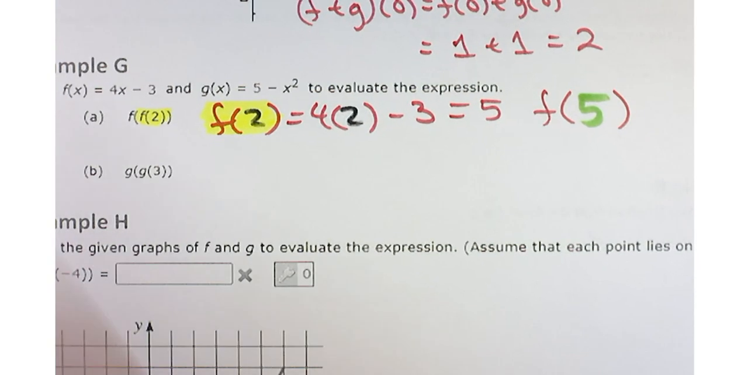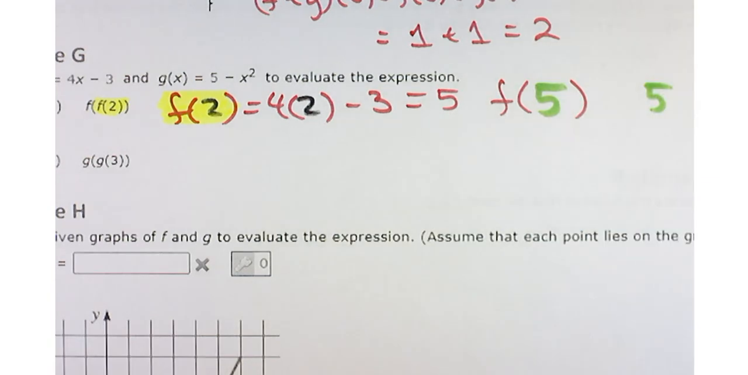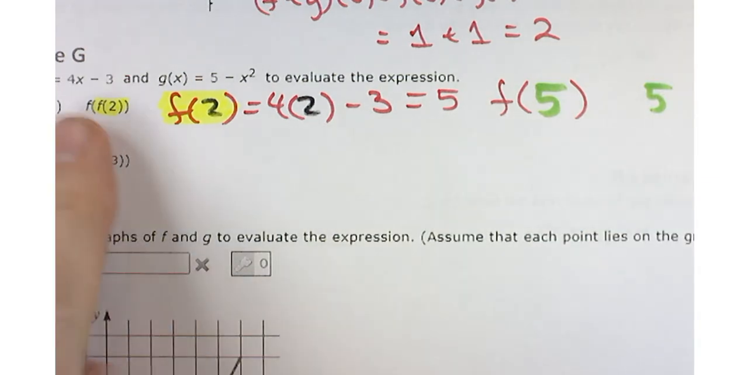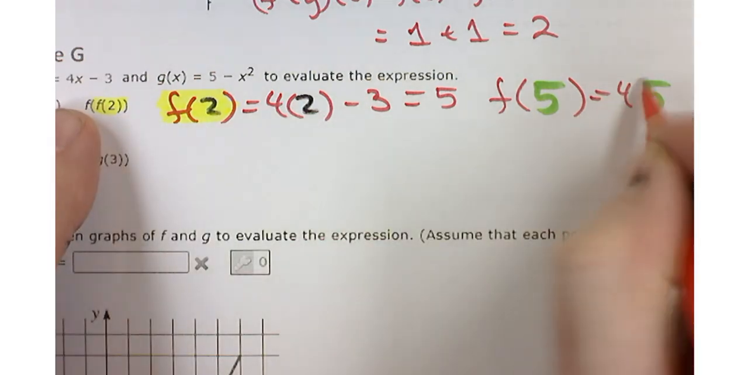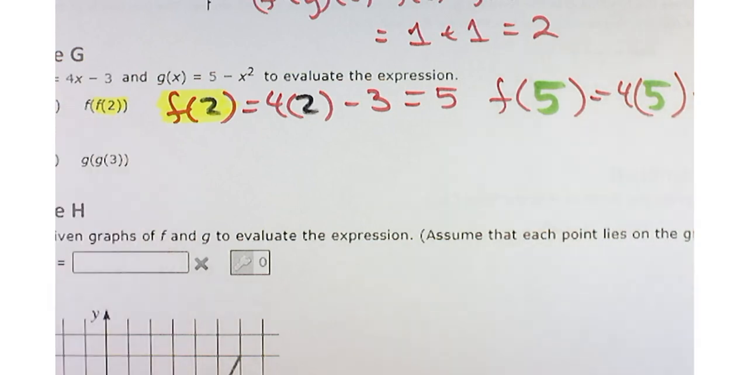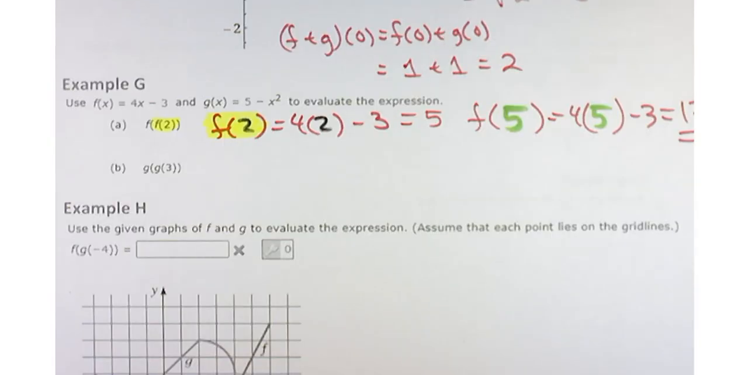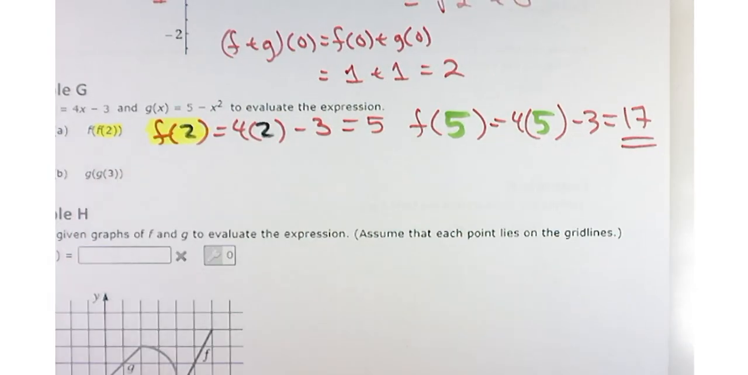So now let's go back to the rule for f and see what that says. The rule for f says take 4 times x minus 3. 4 times 5 minus 3 is 17. Done. Why don't you try working your way through g of 3?